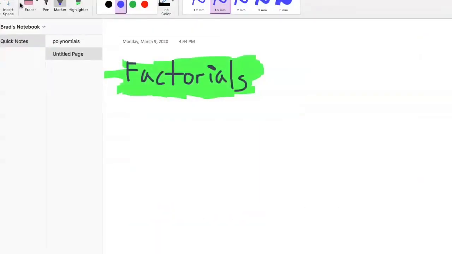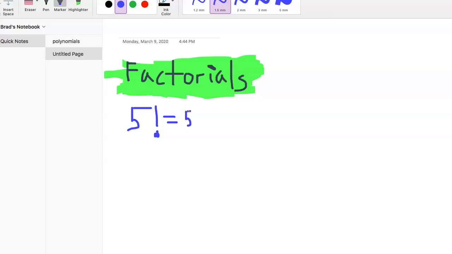Alright, so this video is on factorials. Factorials are different than factors. Let's take a look at what the differences are. For a factorial, you'll see something like 5 exclamation point. What that means is you multiply whatever the number is all the way down to 1.